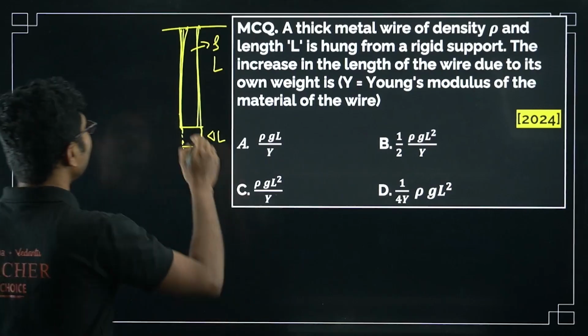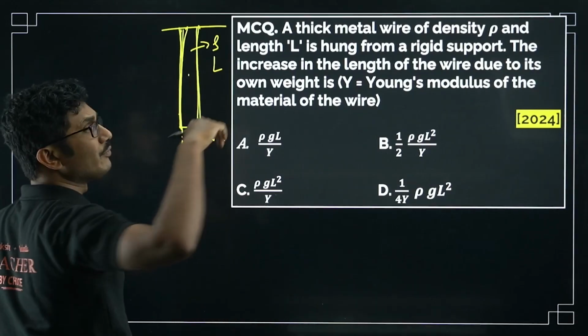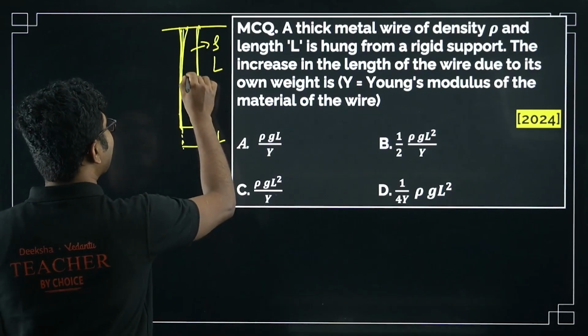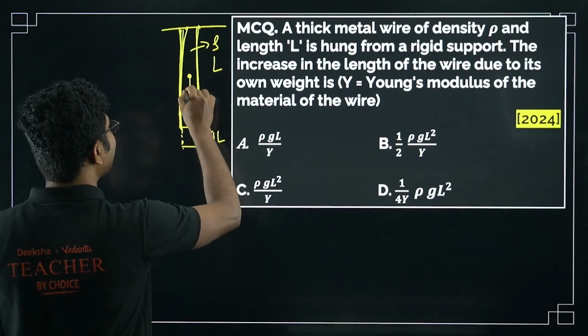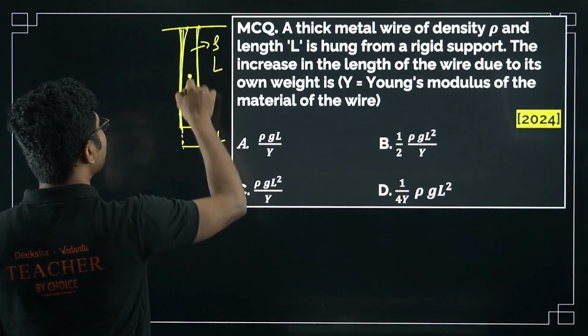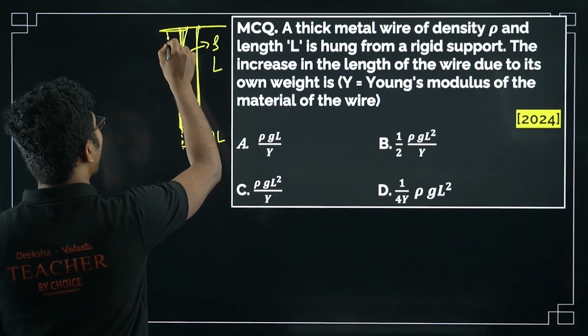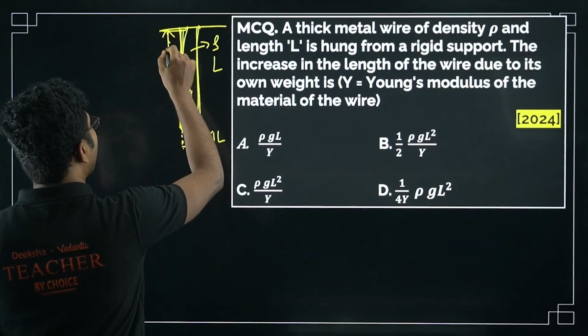Now, where will the force be acting? The force will act at the center of mass, which is exactly at the center of the object. So if this is the length L, then this will be L by 2.